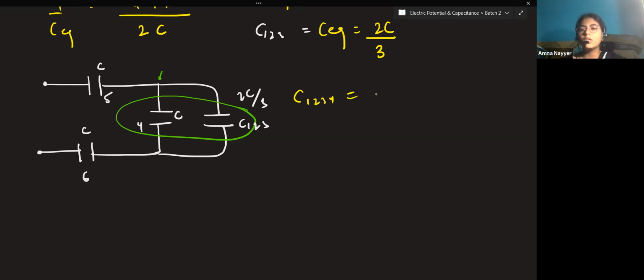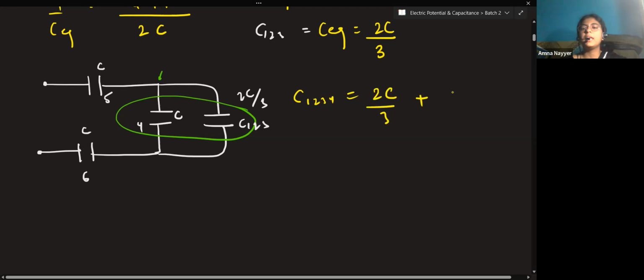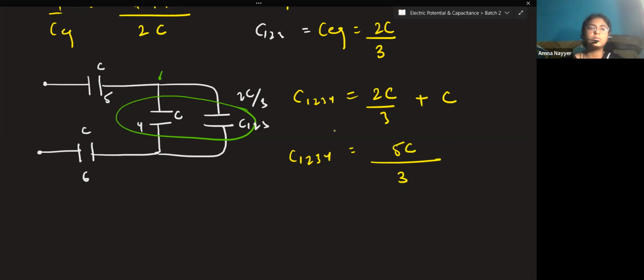So this will be 2C by 3 plus C. Means you add them in parallel. So C1, 2, 3, 4. I'm writing C1, 2, 3, 4 so that you are able to remember which combinations have been made. So this will be divided by 3. If you take the LCM, this becomes multiplied by 3. This is 5C divided by 3. This is your C1, 2, 3, 4.